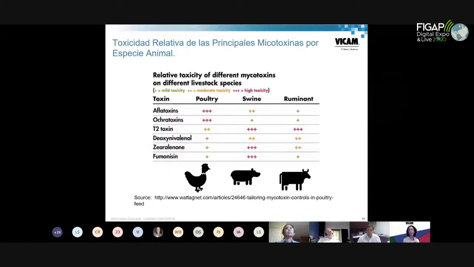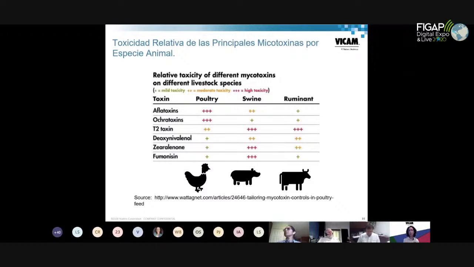So the mycotoxins are toxic to humans and they're also toxic to animals. And different species of animals react differently to the different mycotoxins. And that's partly because of the different digestive systems of the animals.